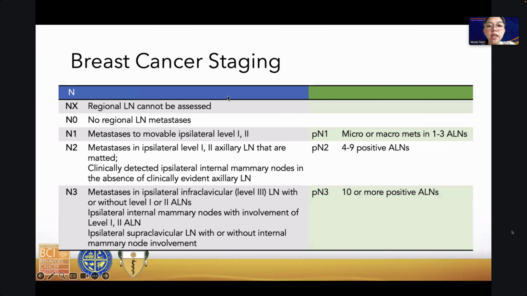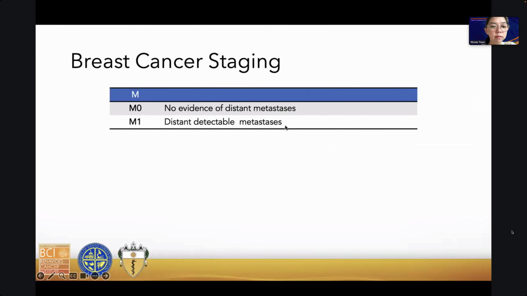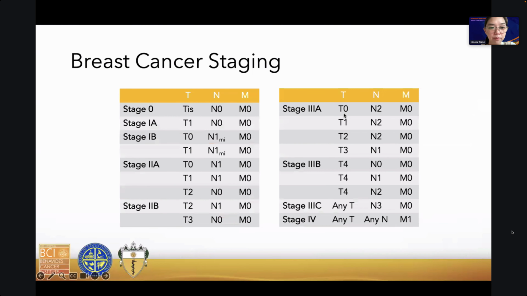For nodal staging, clinical and pathologic is different. For clinical nodal staging, palpable movable nodes in the ipsilateral axilla is N1. If it's fixed or matted, or if on imaging you have internal mammary nodes, that's N2. And if you have involvement of infra or supraclavicular nodes, then that is N3. Pathologic nodal staging depends on the number of positive nodes once you do your axillary staging or axillary dissection. And your M1 just means you have distant metastasis.